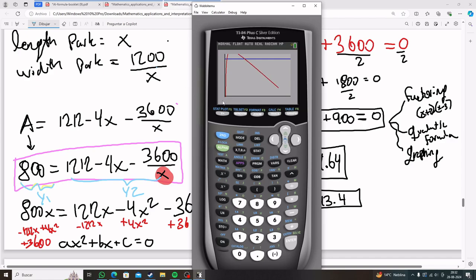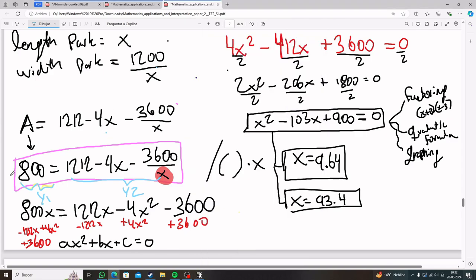Now notice, why do I care about intersects here? Because these two equations, the y1 and the y2, what are they doing to each other? They are equaling each other. So wherever two lines are equal is where they intersect. So the other trick is using calc intersect.